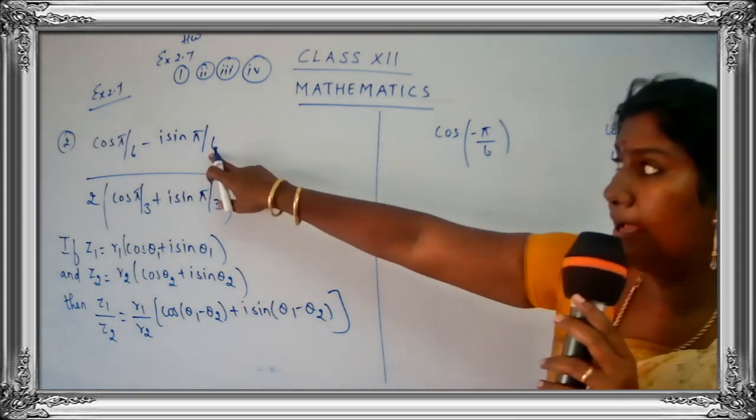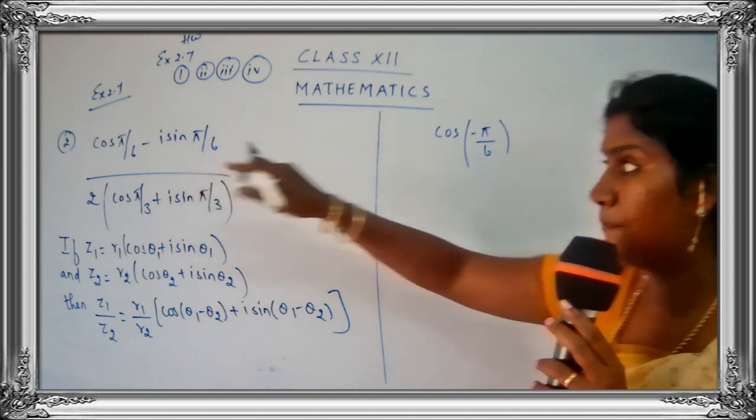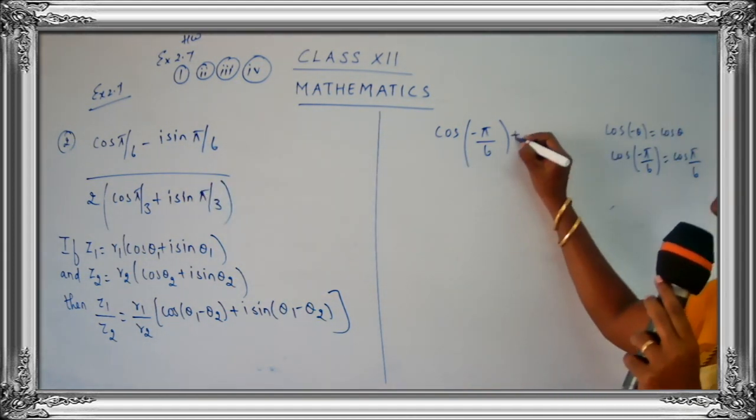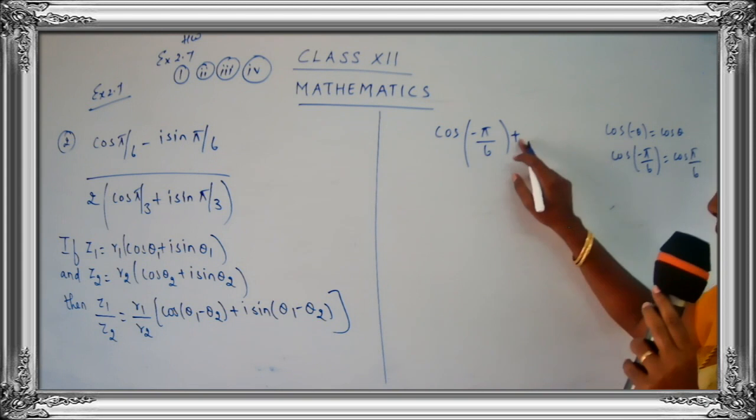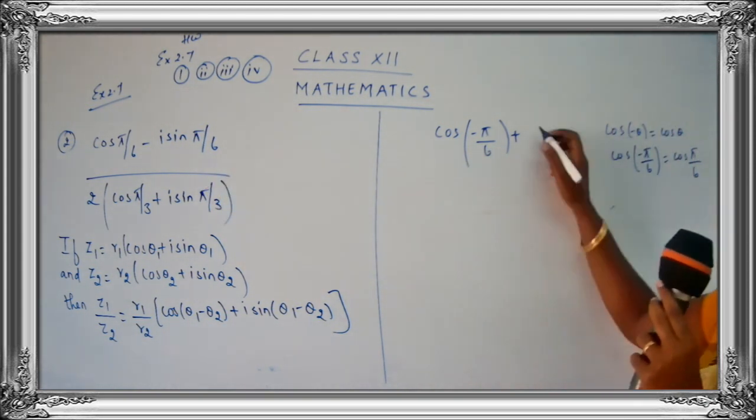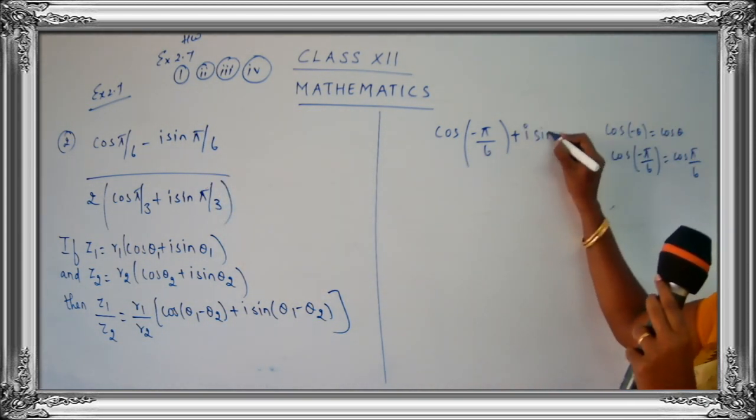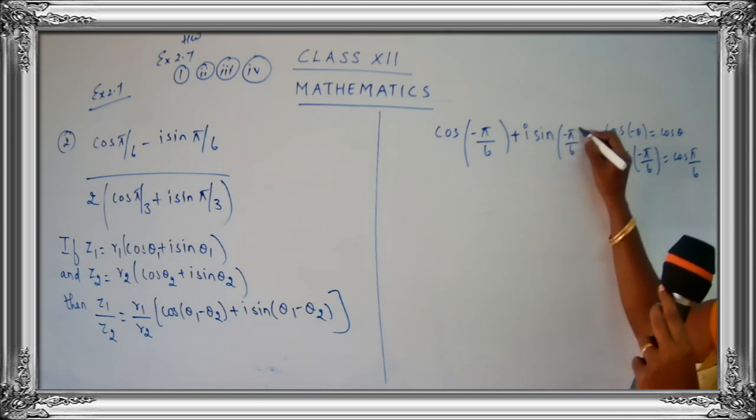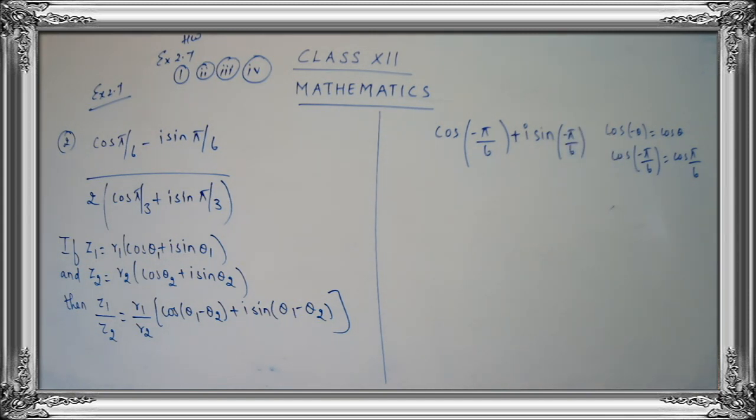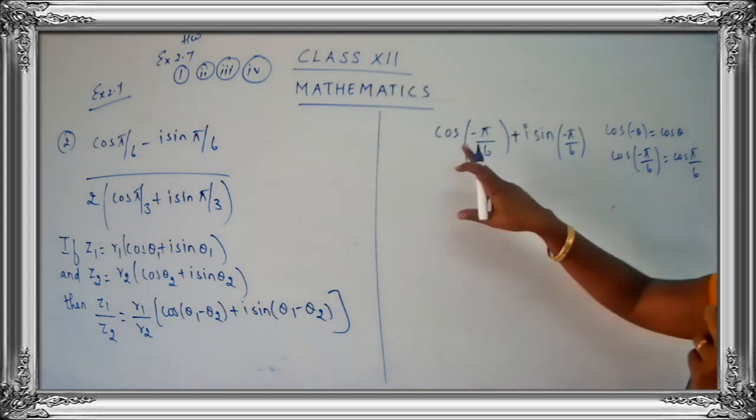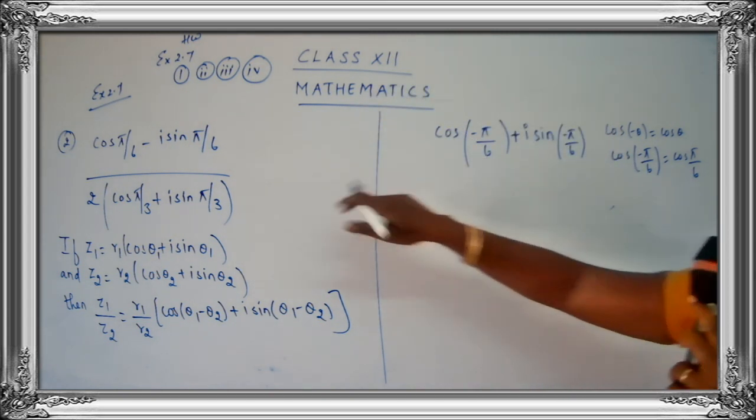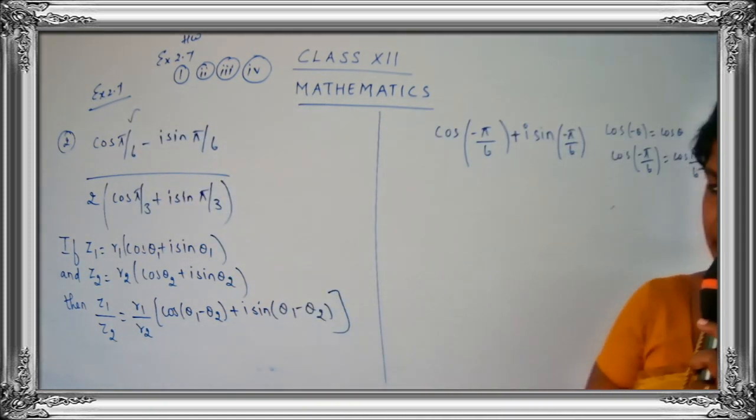Okay. Now what I am going to do here, children, this pi by 6 is there. So I am going to write this as plus i sine of minus pi by 6. I hope you are clear. Are you clear, children? So let's see whether we are getting the same answer. Cos of minus pi by 6 is cos of pi by 6. I am getting the same answer.